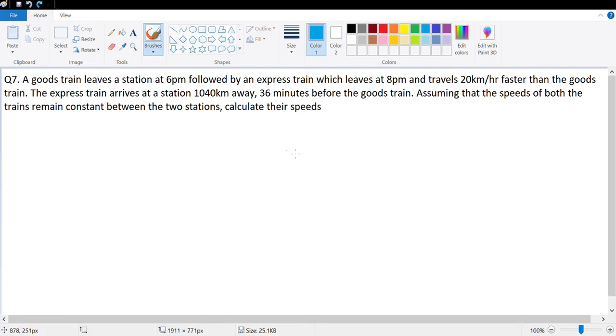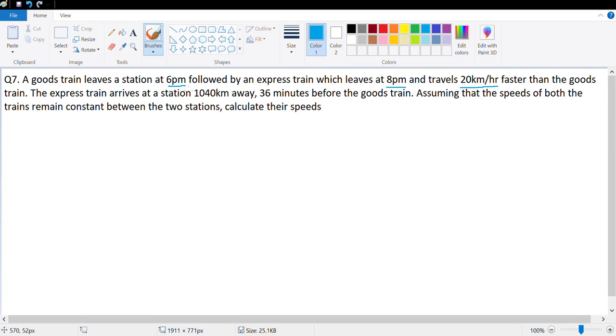Hi guys, let's look at the next question. The next question that we do is question number 7. It says a goods train leaves the station at 6 p.m., followed by an express train which leaves at 8 p.m., which means it's leaving 2 hours later. It travels 20 kilometer faster than the goods train.